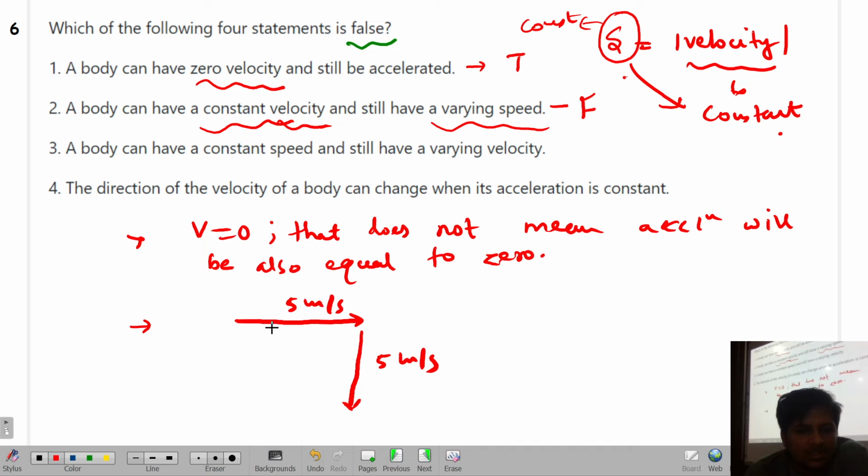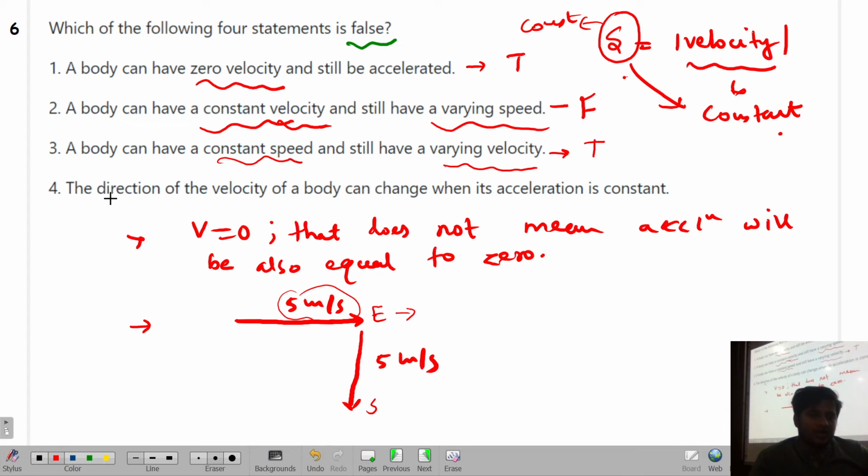Now look over here. First the body is moving towards east, then it is moving towards south. So speed remains constant or not? The magnitude of the speed remains constant. But if you look at the velocity of the particle, first the velocity was in the east direction, then the velocity is in the south direction. Since velocity is a vector quantity, if direction changes, the vector quantity changes. So that is why we can have a constant speed and varying velocity, because velocity depends upon direction. So this statement is true. Yes or no? Guys, am I correct or not?